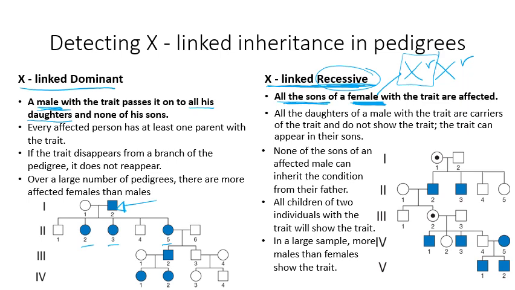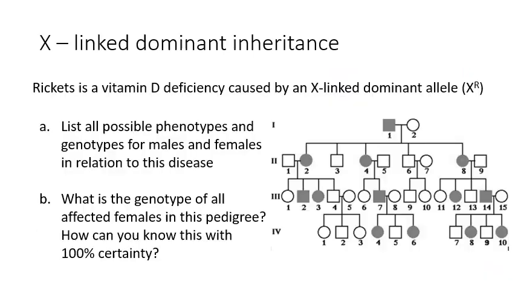So for example, we have an affected female down here, and we can see that every single one of her sons has the trait. Obviously, there are other features that you can be looking for in X-linked dominant and X-linked recessive traits. Please feel free to read through those yourselves, and if you've got any questions, get in contact with your teacher.